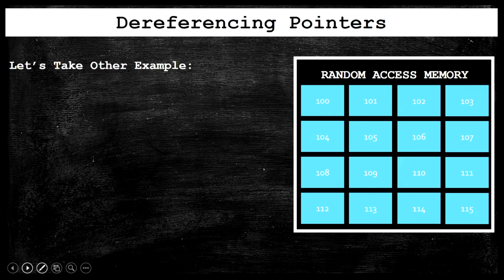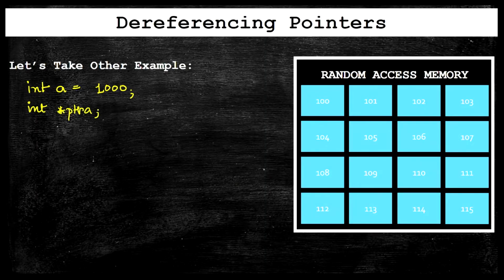Let's take another example, say int a equal to 1000. Let's declare a pointer to it: int *ptr_a. ptr_a is a pointer to a. Over here we write ptr_a equal to &a. Now what is this line doing? This line is assigning the address of a to ptr_a.